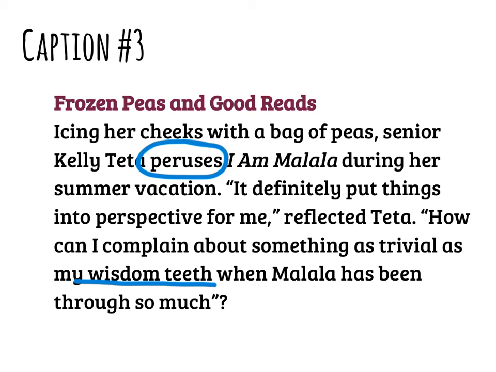Next, you'll notice that we are missing that second sentence with the complementary information, so this caption really would be a lot more effective if we had another sentence before we got into the quote.